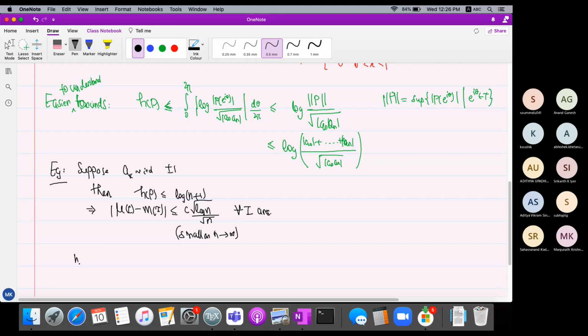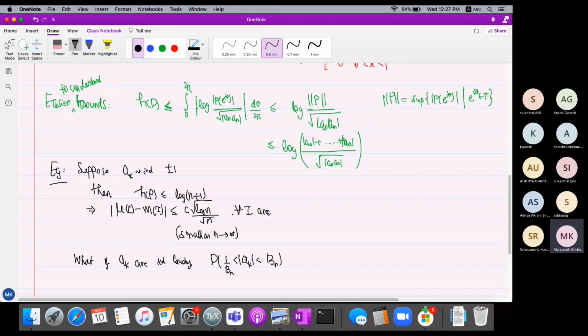What if the AKs are IID Cauchy? Cauchy random variables tend to be big, but how big? It still doesn't matter. So you can say the probability that mod AK is bigger than, I want a bound for mod AK. How big can it be?